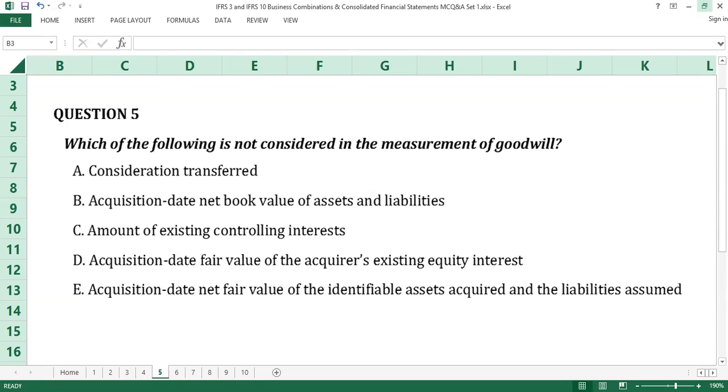Time up. The answer to question number 5 is B, acquisition date net book value of assets and liabilities. Acquisition date net book value of assets and liabilities is not considered in the measurement of goodwill in line with IFRS 10. Specifically, paragraphs 18 and 32 of IFRS 3 clarify this position.